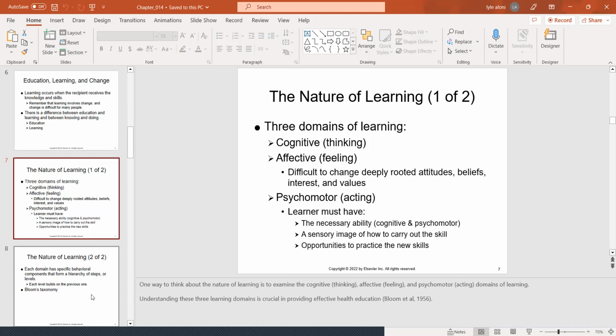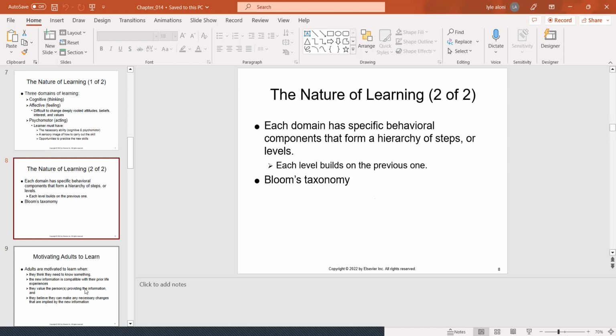One way to think about the nature of learning is to think about our 3 domains that we've talked about. We have our cognitive, which is our thinking. We have our affective, which is our feeling, and it's oftentimes difficult to change because of attitudes, beliefs, interests, and values. And then our psychomotor, where we're using our ability to think and to move, a sensory image of how to carry out a skill, and it gives us opportunities to practice new skills. Each domain has specific levels. We know about Bloom's taxonomy, and each level is going to build on the one beneath it.